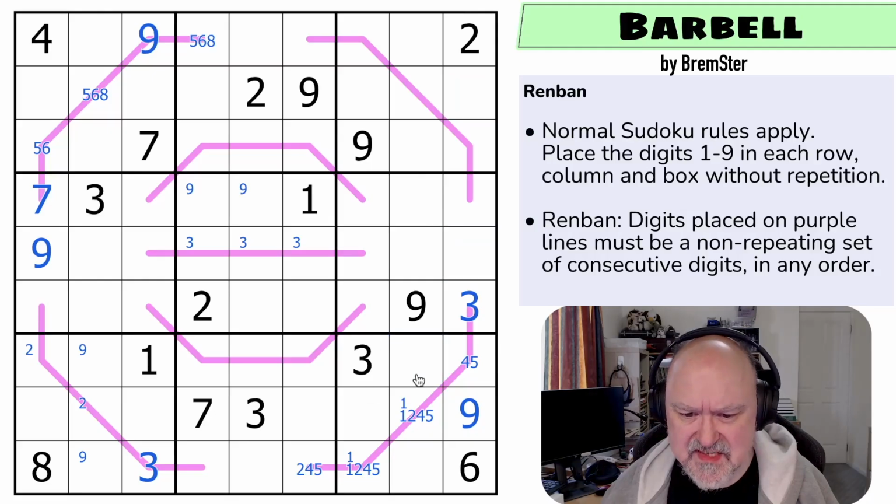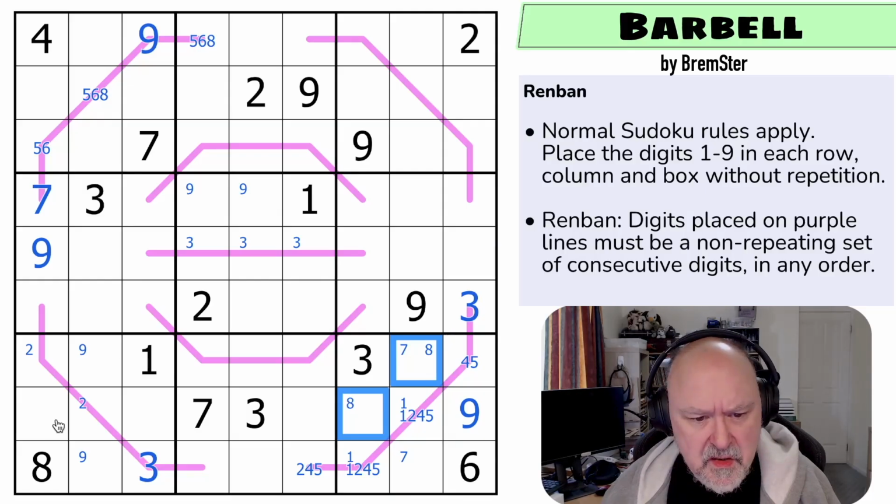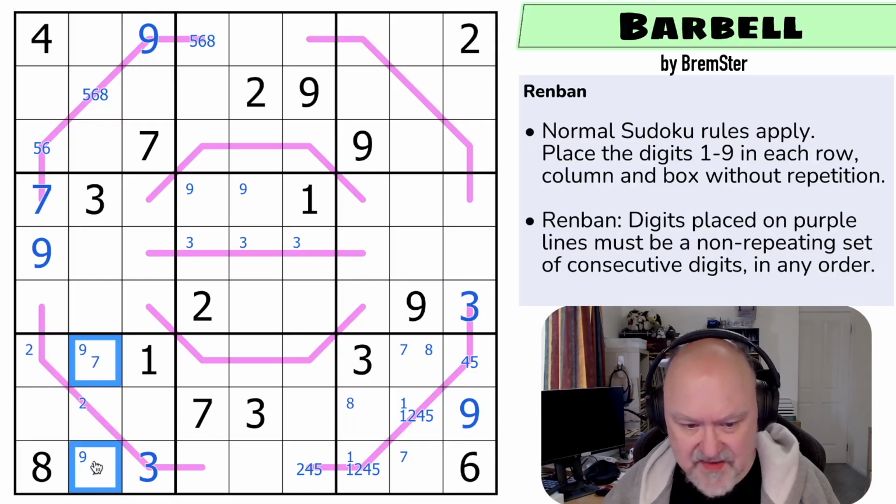Seven and 8, oh, 7 is in one of those 2. Because 7 can't go in those or on the line or anything. 8 is in one of those 2. Hang on. Where's 7 in this box now? It can't be in any of those. This is a 7-9 pair.